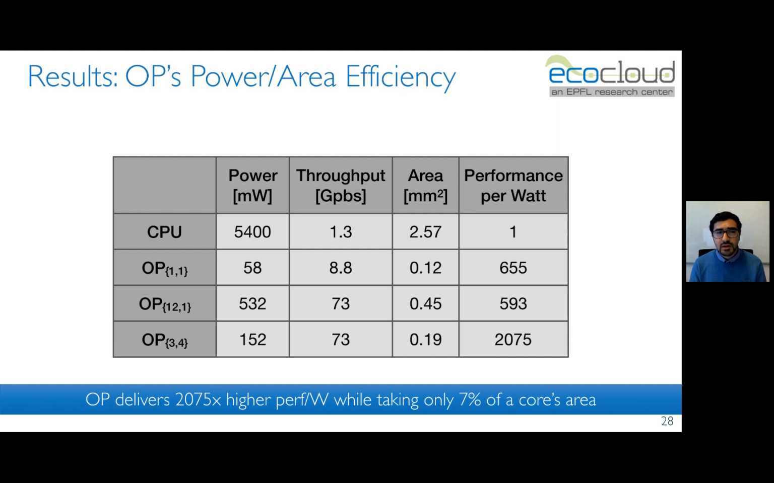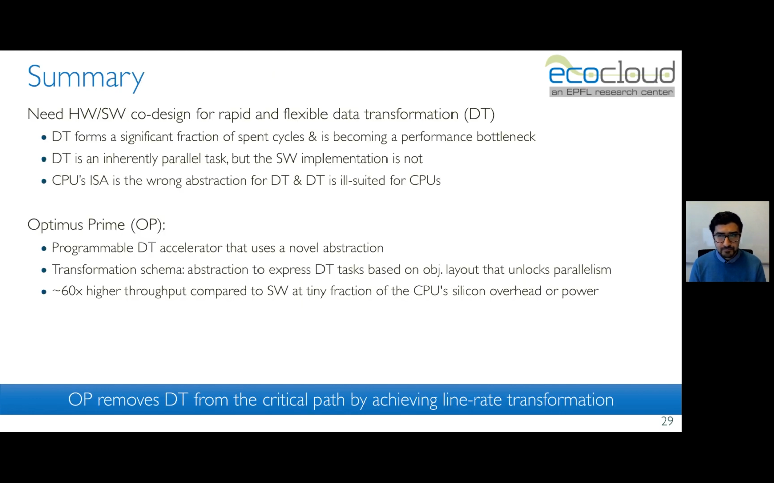When enabling time sharing, the OP design with 3 pipelines and degree of time sharing of 4 achieves the same performance of the previous case with 12 pipelines at a much smaller area and power consumption. It only takes 7% of an ARM core's area, but delivers around 2000x higher performance per watt compared to the CPU core, and more than 3 times higher than the previous design with no time sharing.